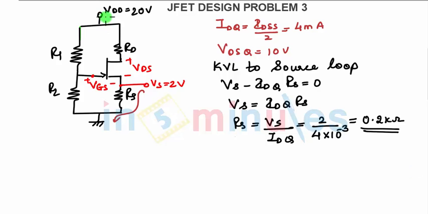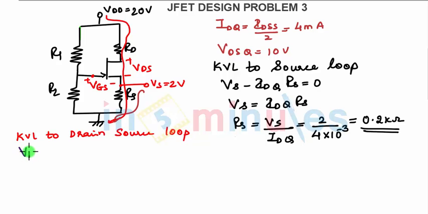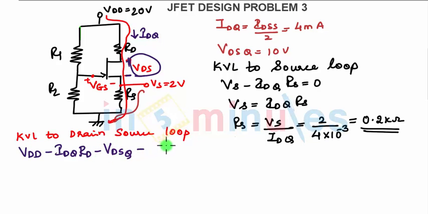So if we apply KVL in this loop, what will be the equation? You can see I am writing KVL to the drain-source loop, starting from the drain and applying towards the source. It will be VDD, then the current flowing through RD is IDQ, so minus IDQ into RD. Then this applied voltage we are leaving with a negative sign, so minus VDSQ at the Q point and minus IDQ into RS equals 0.